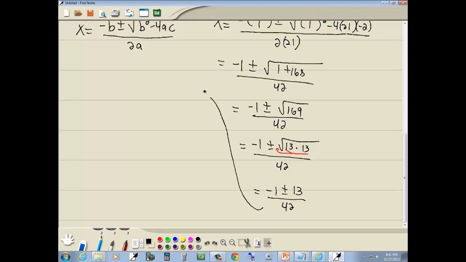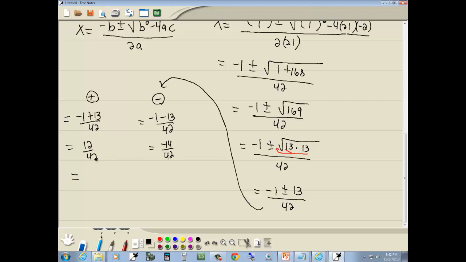Now notice here, our radical disappeared, didn't it? Again, that's a good sign of when you should split it apart. What that plus or minus means is we got negative 1 plus 13 over 42, and we got negative 1 minus 13 over 42. Negative 1 plus 13 gives us 12 over 42. Negative 1 minus 13 gives us negative 14 over 42.